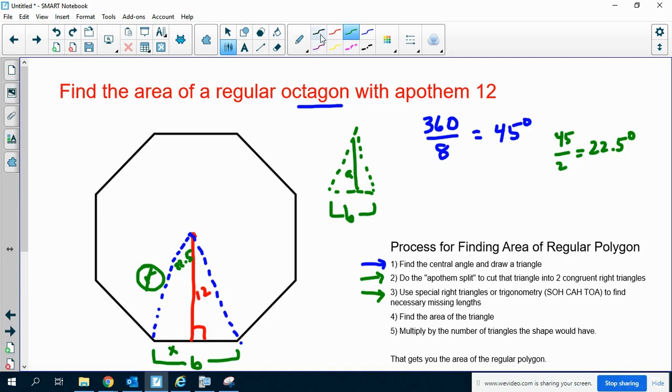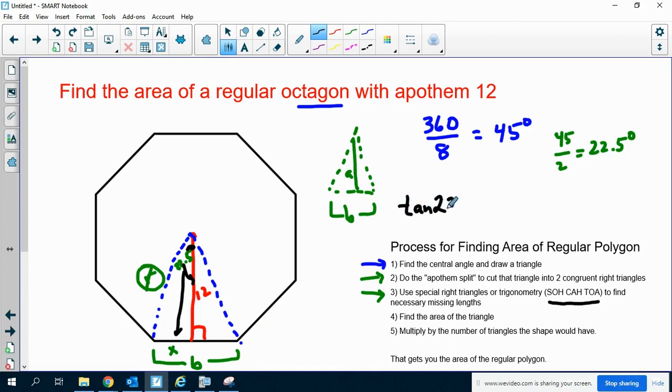So this is going to be a tangent problem because if I'm using SOHCAHTOA, this is an angle, x is the opposite and 12 is the adjacent. One thing that's important to note: when we were doing regular hexagons, the radius and the base were the same, but that's only true in a regular hexagon. That's not true in a regular octagon or nonagon or anything else. So I can't just find this and then say that that's the same length as the side length.